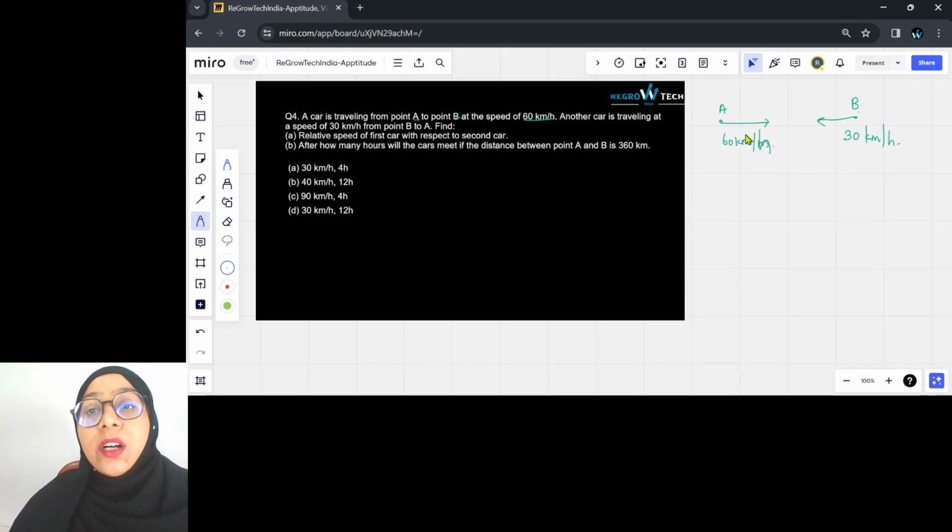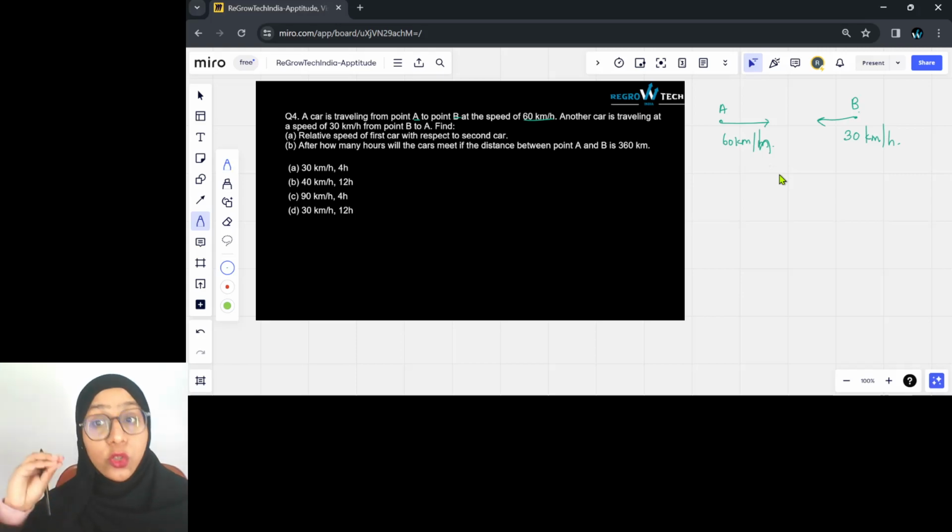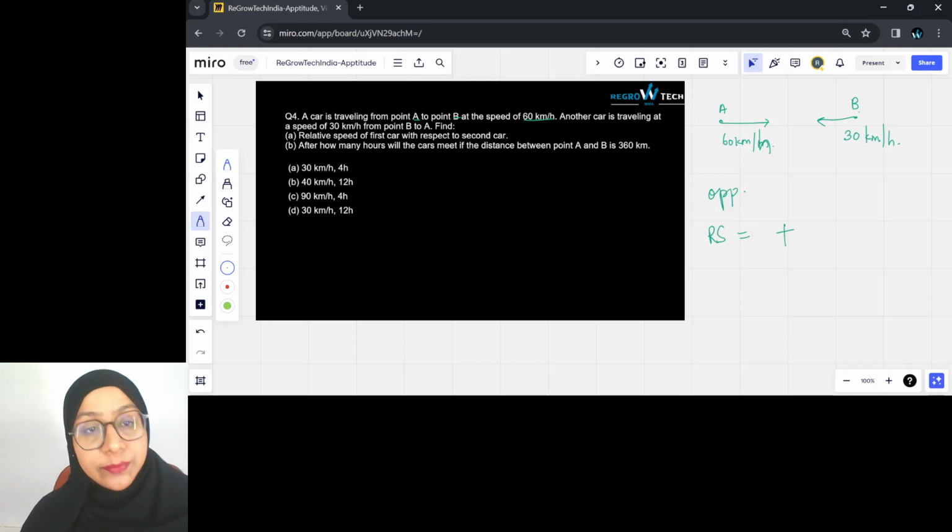So here, what is the direction between the two? The first car goes from A to B. The second car goes from B to A, meaning they are going in the opposite direction. If you have seen my previous video, then you would realize that when two objects are in the opposite direction to one another, their relative speed is actually added. So in this case also, the first question says relative speed of the first car with respect to the second car. Relative speed here will be added. So 60 plus 30, which is equal to 90 kilometers an hour.